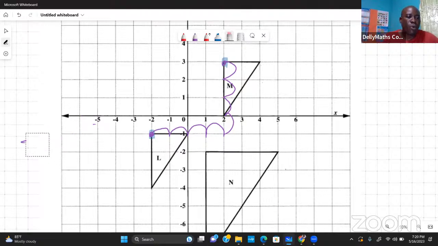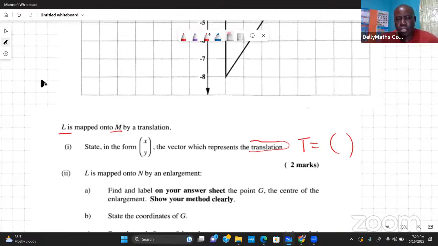So it's (4, 4). I'm going to take it off because I'm going to be using this space. So (4, 4), and that is the movement that you want to show, right? T is equal to (4, 4). Easily, right? Now let's go to the next question.